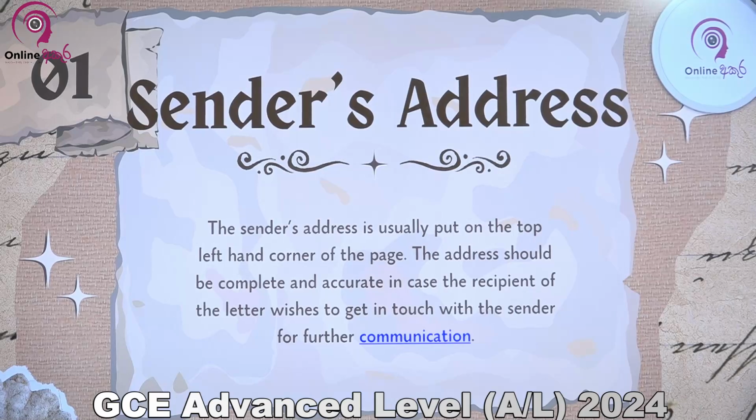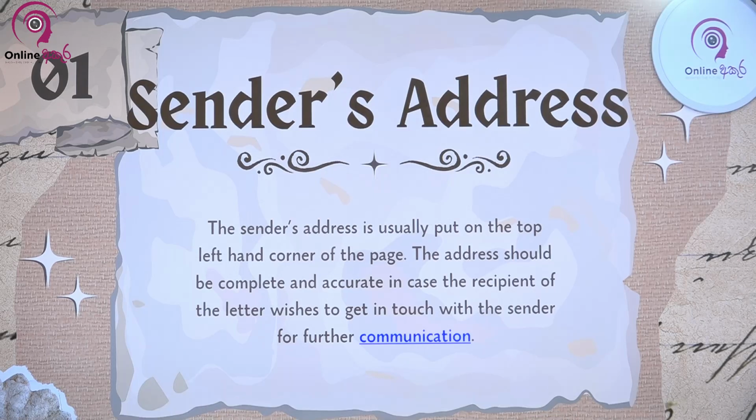The first thing that is included in a formal letter is the sender's address. That is basically your address. The sender's address is usually put on the top left hand corner of the page. The address should be complete and accurate in case the recipient of the letter wishes to get in touch with the sender for further communication.